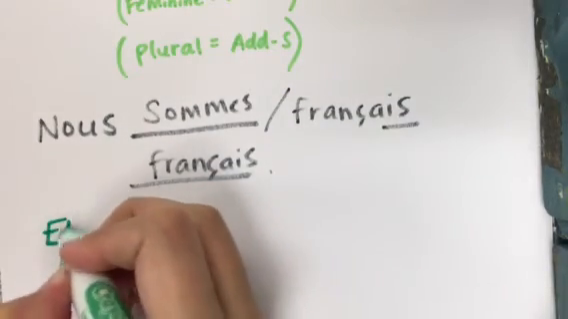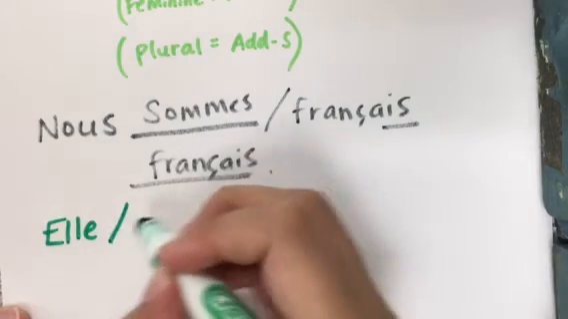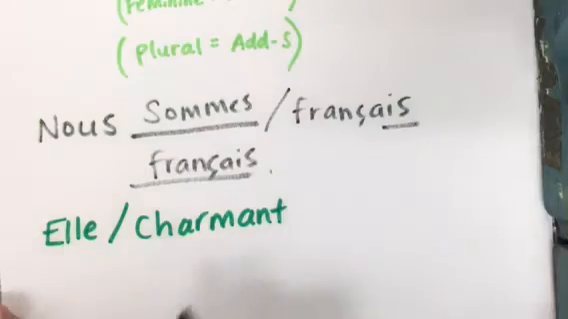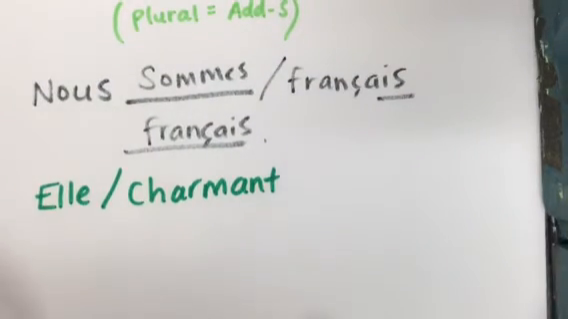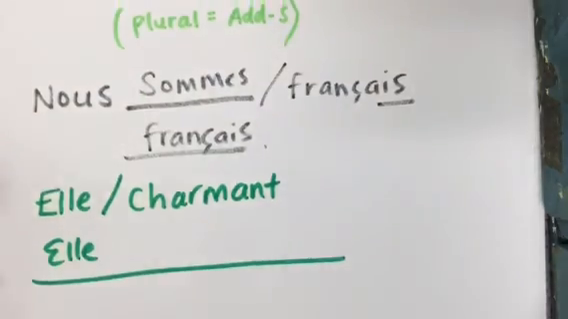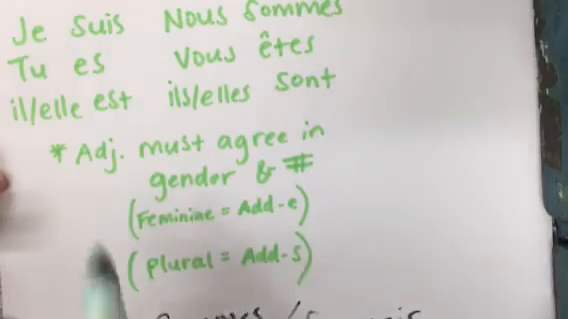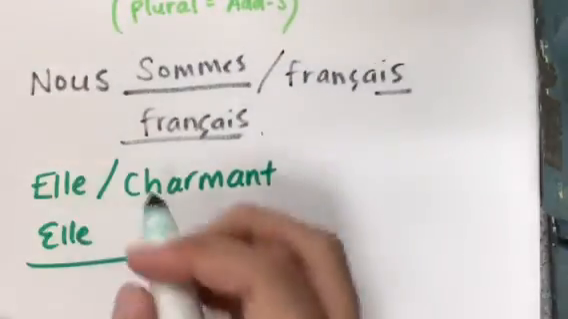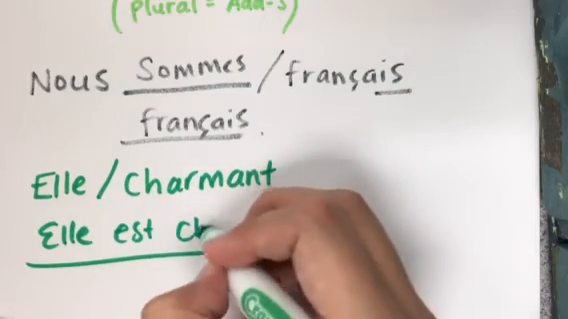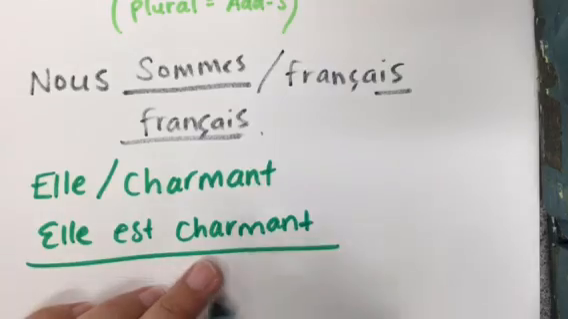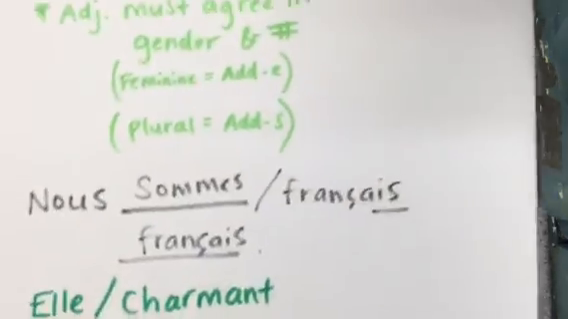Your next one will be like elle and then charmant. Okay, this is what it's actually going to look like. It's going to be a subject and an adjective, and you have to fill in the verb. So I have a blank. I'm going to write elle, and then I'm going to remind myself, what is it? A, E-S-T. Elle and est always go together. So I'm saying she is charming. I rewrite my adjective, and then I check my adjective to make sure that it matches.